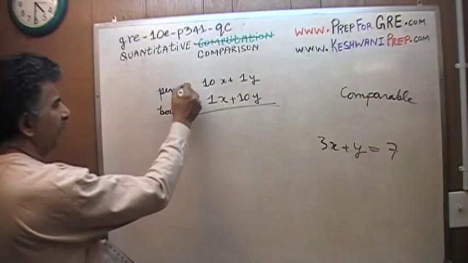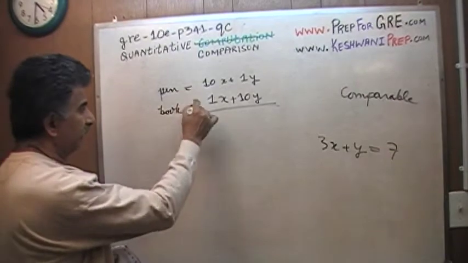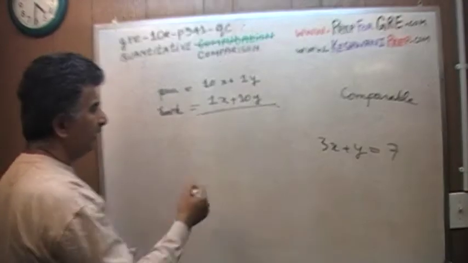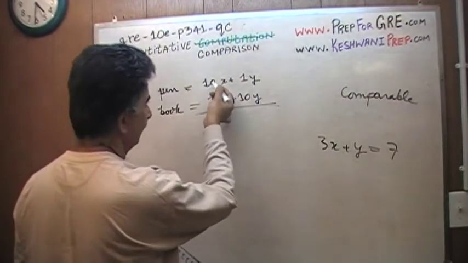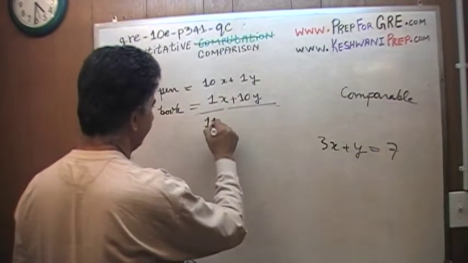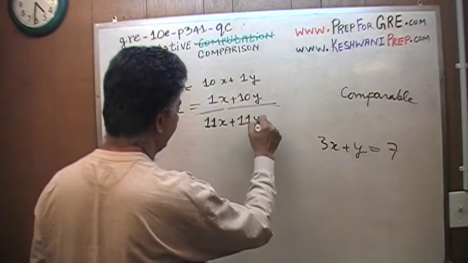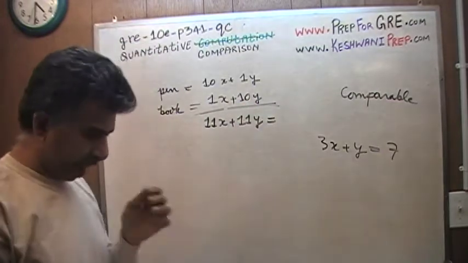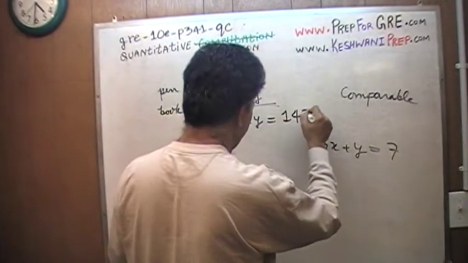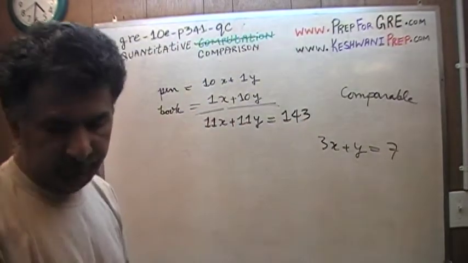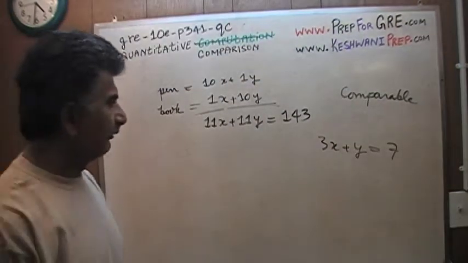That's this top part, the price of one pen. The price of one book is 1x plus 10y, and we are told that their sum is 10x plus 1x, which will be 11x, and 1y plus 10y will be 11y, and we are told that their sum equals $1.43, which I'm not going to write in dollars because I hate decimals. I try to avoid them as much as I can. So let's put them in cents.